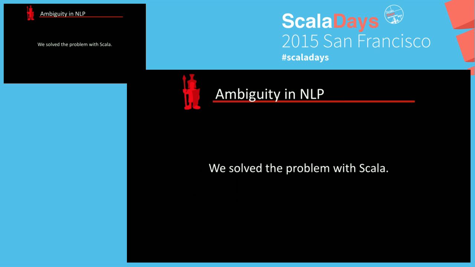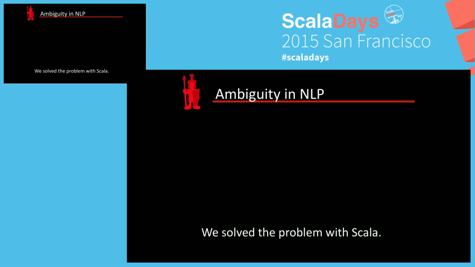As a good example of why we might want to do this, consider "we solved the problem with Scala." There are two different interpretations of this one. The first is that we solved a problem using Scala. And the second, presumably incorrect, is that we solved a problem that Scala had. And these correspond to two different syntactic parses.